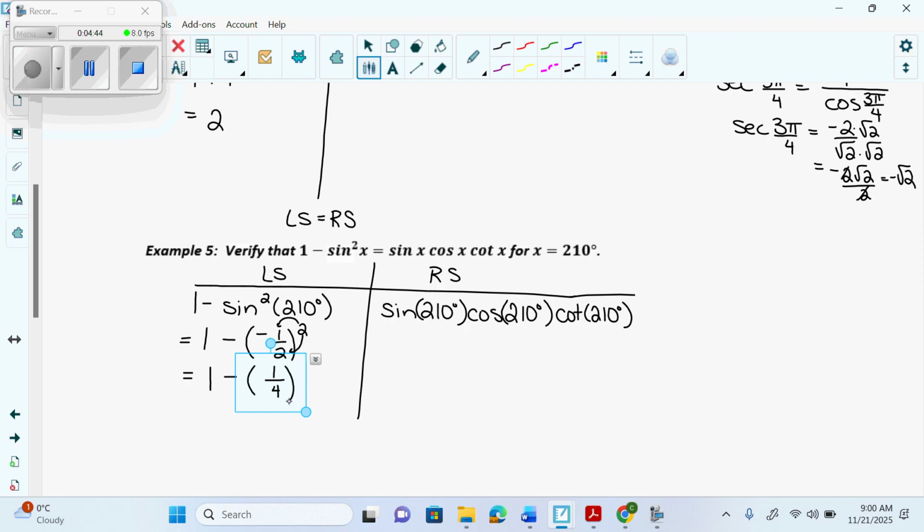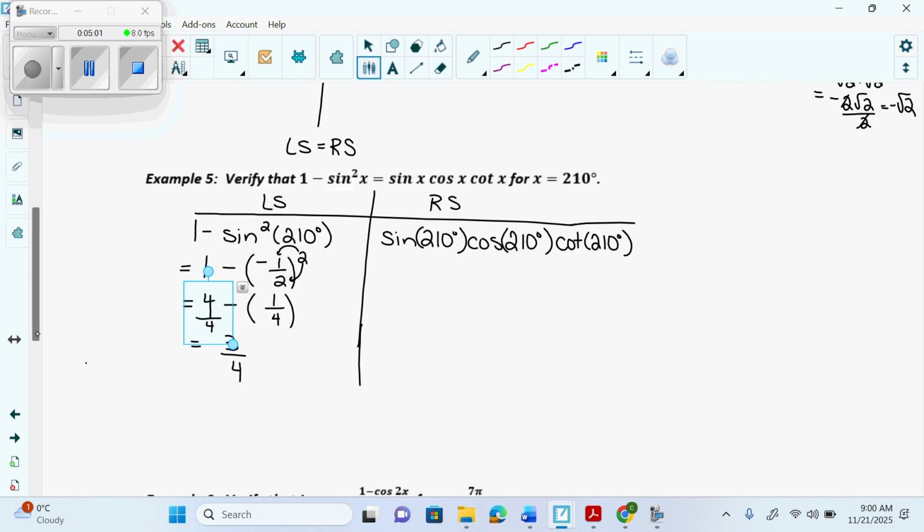Now I can make common denominators, or I can just pretend I'm baking. What is 1 cup minus a 1/4 cup? 3/4 cups. Or you could change this to 4 over 4. Bless you. And it still gets you 3/4, right? Okay, now we're hoping we get 3/4 over there.